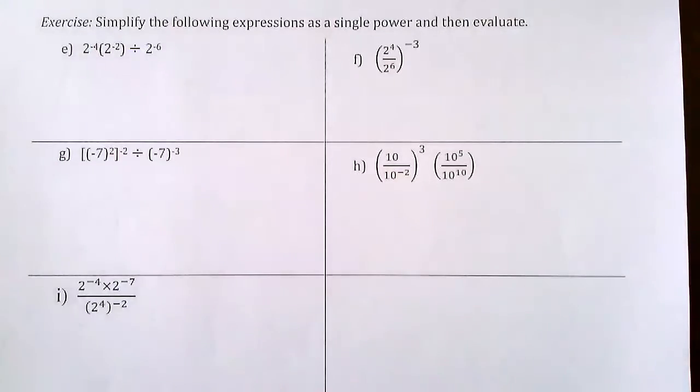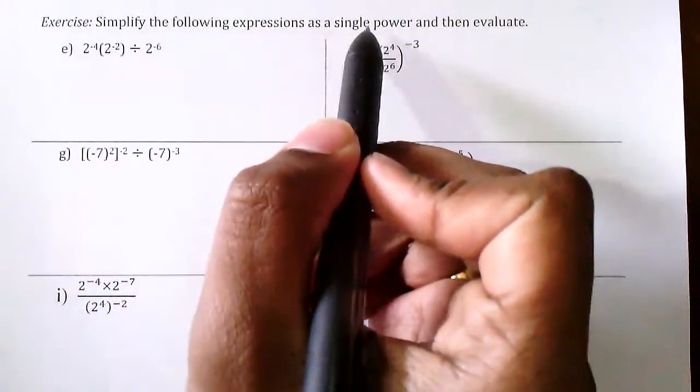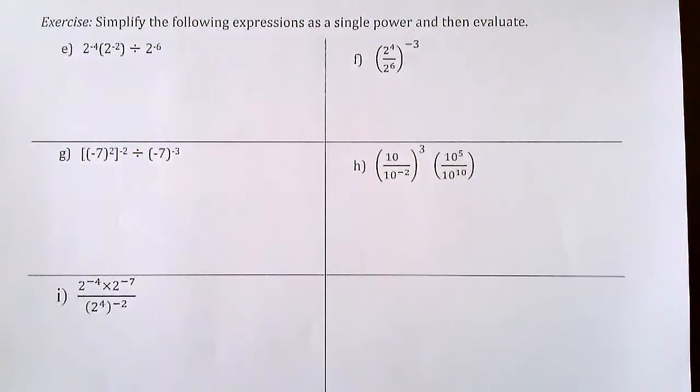So really the flip it rule was the only new material for this section. What we're going to do is just keep practicing our power laws. So let's start with this question. It says, exercise, simplify the following expressions as a single power and then evaluate. So again, we need to write it all as a single concise power, and then I'm going to solve or actually figure out what that power is equal to.